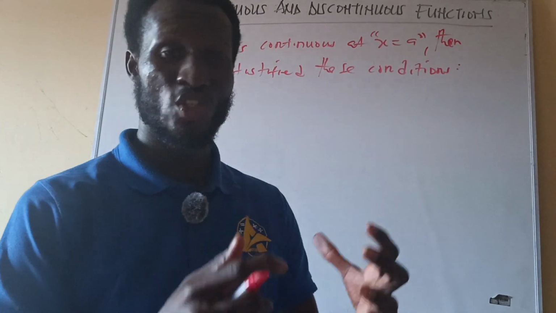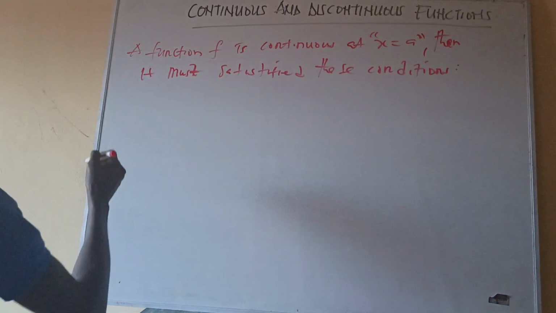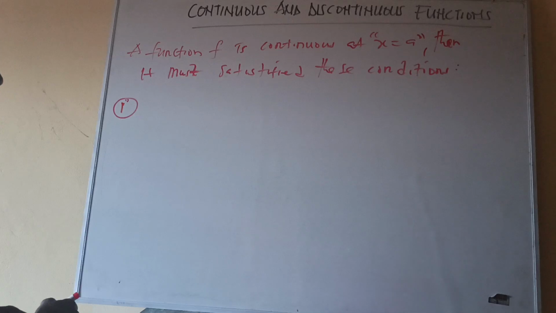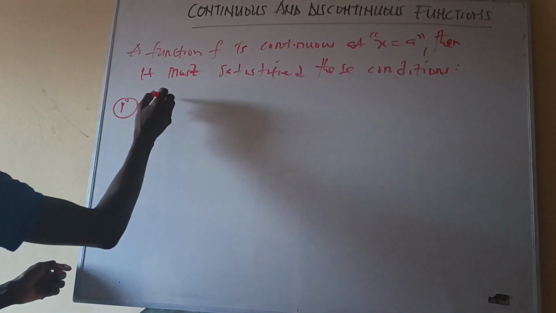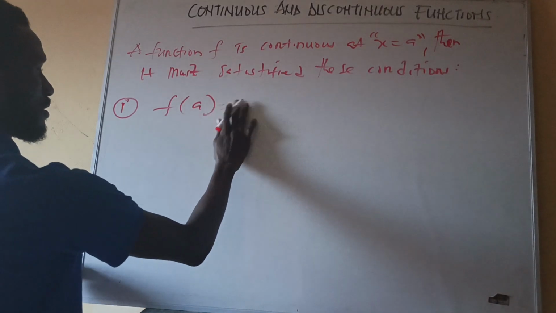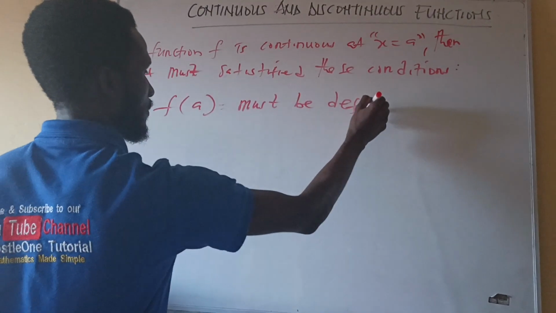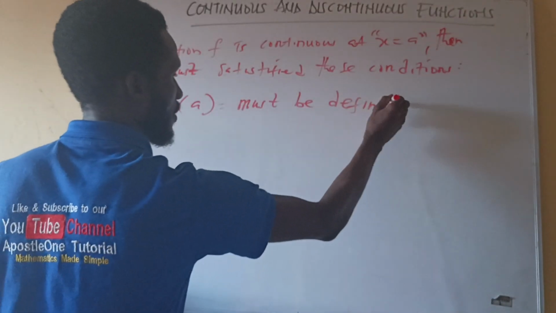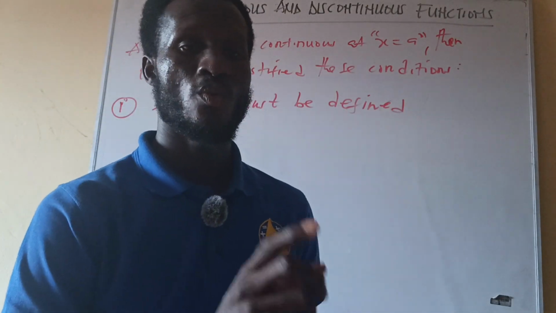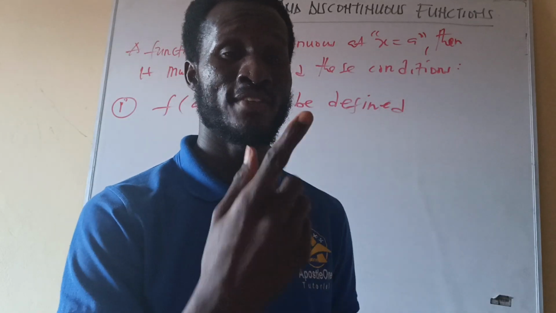Now, before it can be continuous, it's supposed to be satisfied by these particular conditions. The first condition, condition 1, is that f of the function a must be defined. Now, when we say a function is defined, it means that we can tell the exact value of the function.